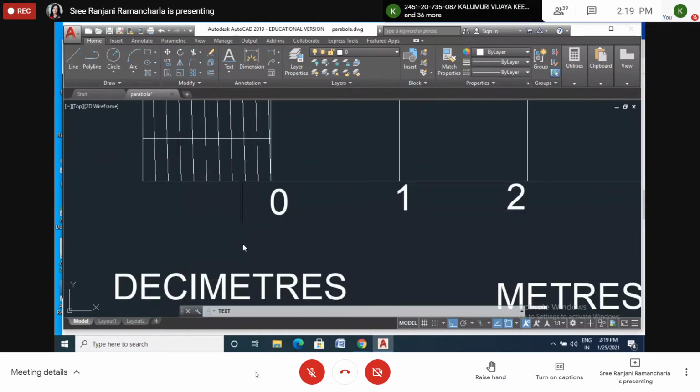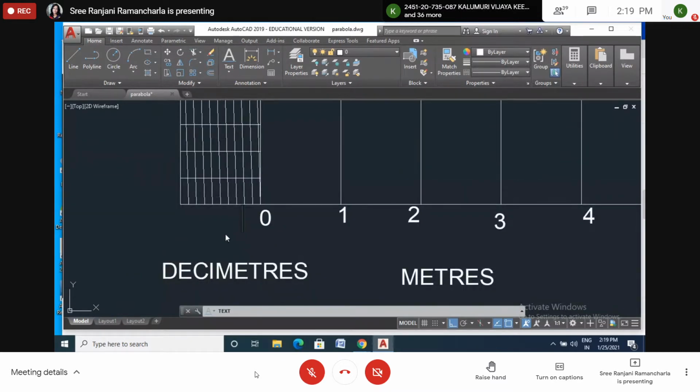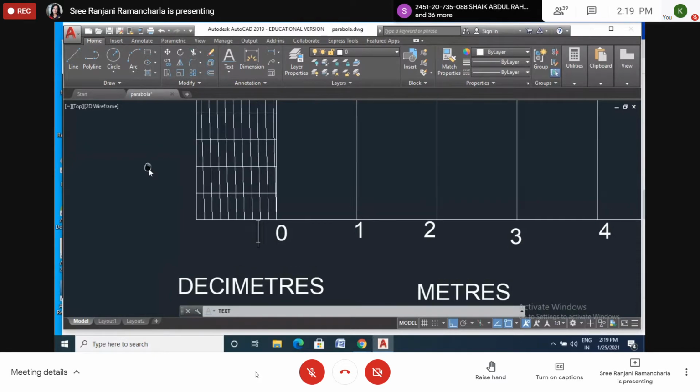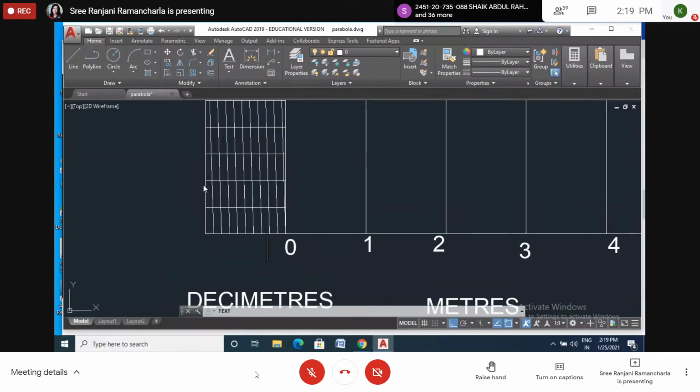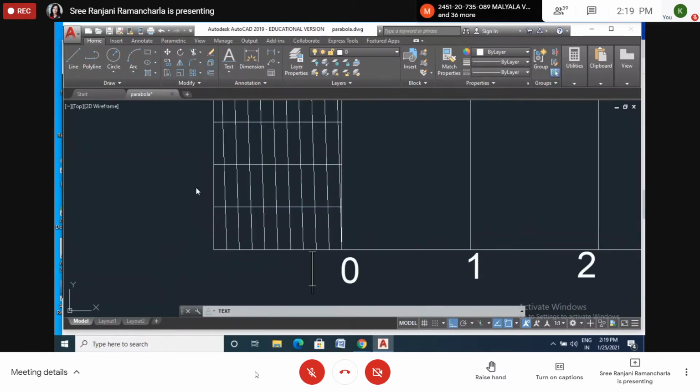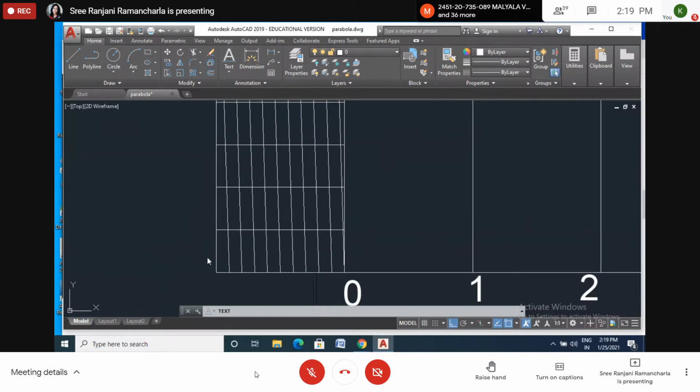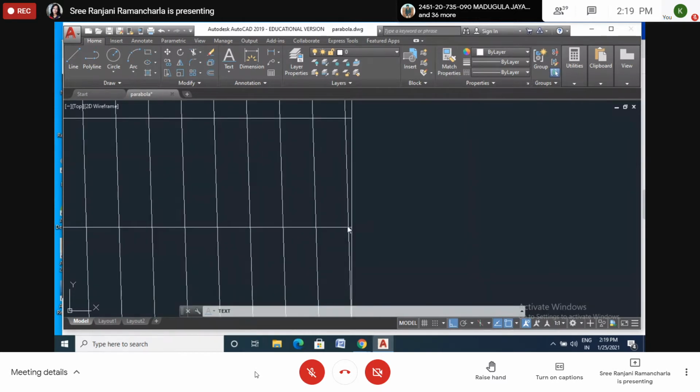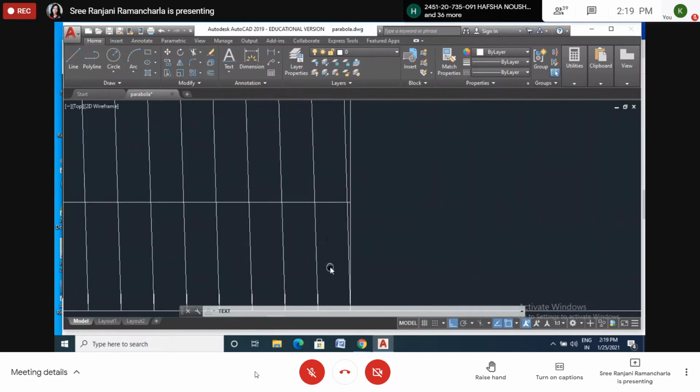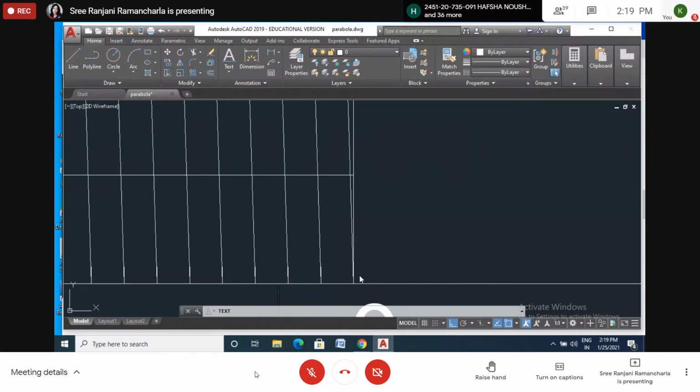Otherwise, I will change that exercise. Later on, I will change this one. And what is each division here? Because in the last class I taught you the principle of the diagonal scale. So what is each division? If this is a decimeter, this part is 1/10 of a decimeter. So 1/10 of a decimeter is nothing but how much?